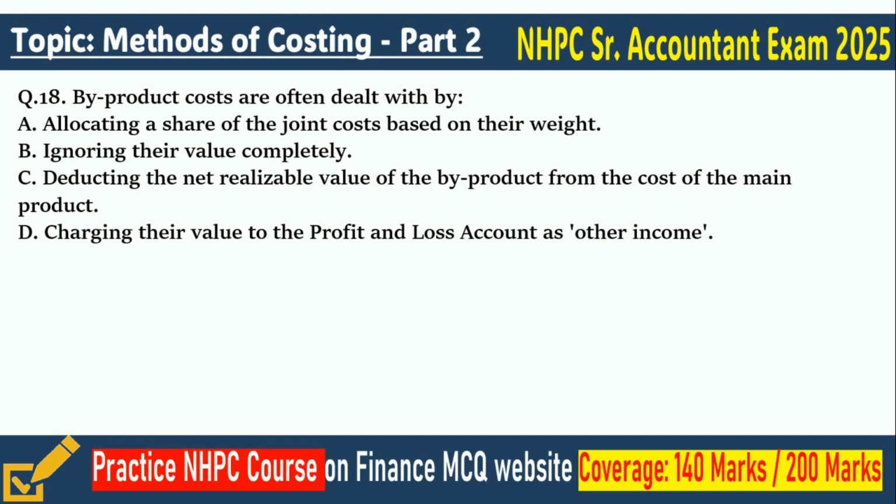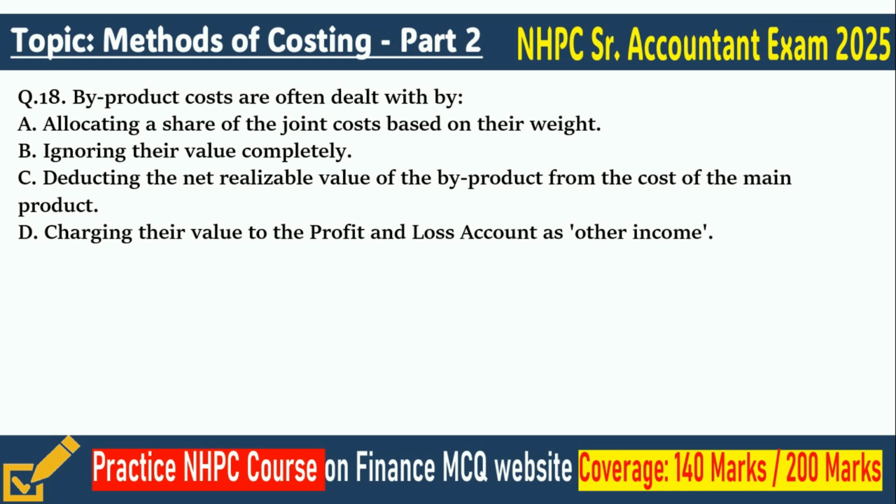Byproduct costs are often dealt with by option A, allocating a share of the joint cost based on their weight. Option B, ignoring their value completely. Option C, deducting the net realizable value of the byproduct from the cost of the main product. Option D, charging their value to the profit and loss account as other income. So, what should be the correct answer?